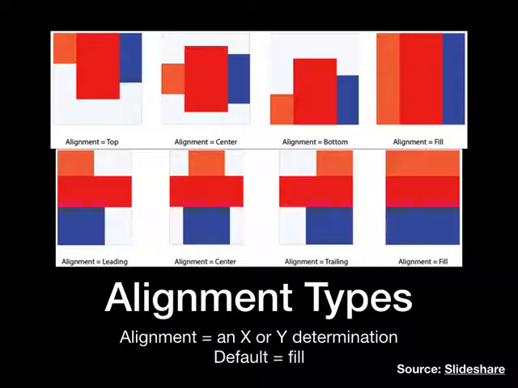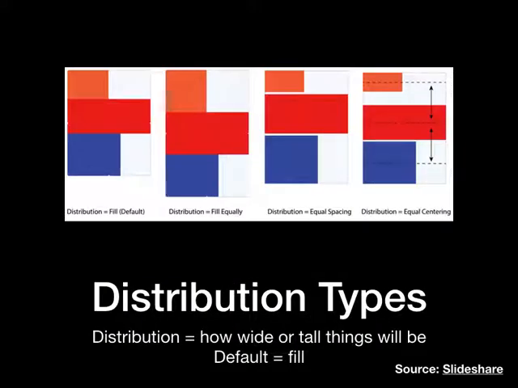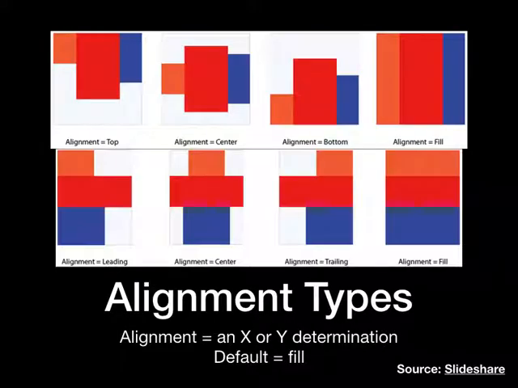And the default is fill, so if you just create a stack view and you don't specify a property, it's just going to be fill. Basically, each element is just going to stretch to fill the entire space of the stack view. So that's what that is. And then does anyone have questions on alignment?